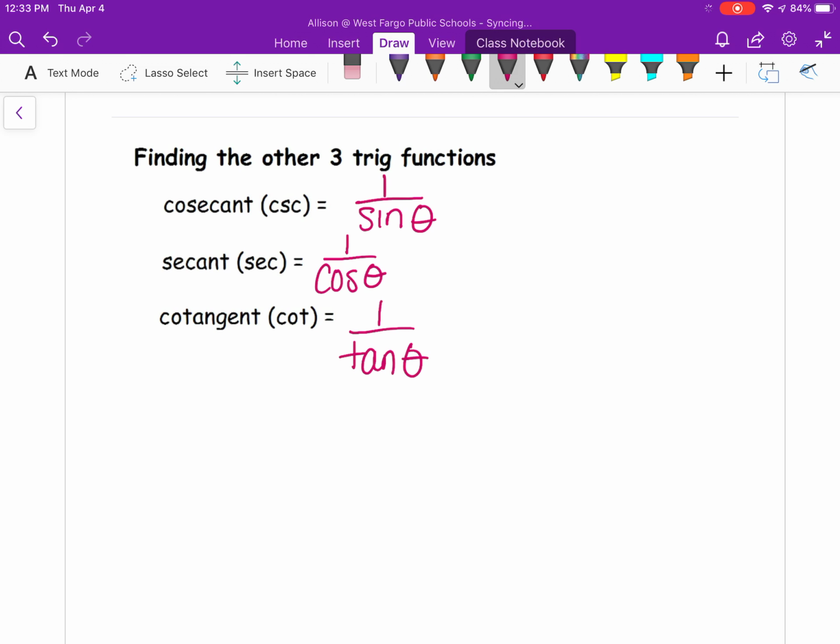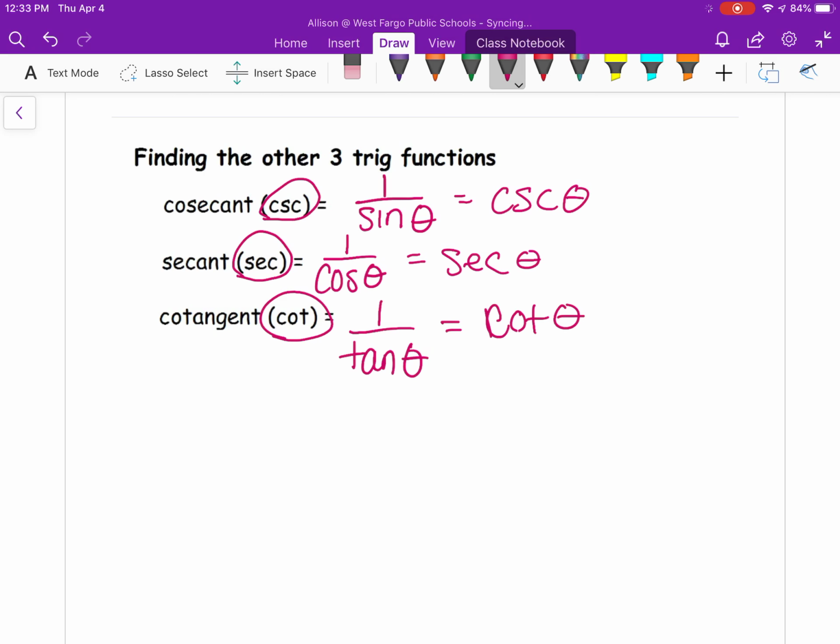So sine goes with cosecant, which we abbreviate CSC. Cosine goes with secant, and we use SEC to abbreviate that. Tangent goes with cotangent, and we use COT for the abbreviation of that. So 1 over sine of theta is the same thing as the cosecant of theta. 1 over cosine of theta is the same thing as the secant of theta. 1 over tangent is the same thing as the cotangent of theta.